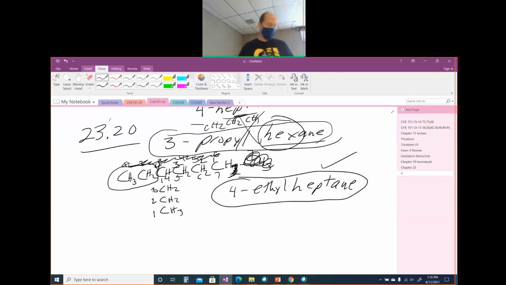The way they drew it on the paper was just like I drew it. Of course, you don't just go from left to right. You have to go any direction that gives you the longest carbon chain.